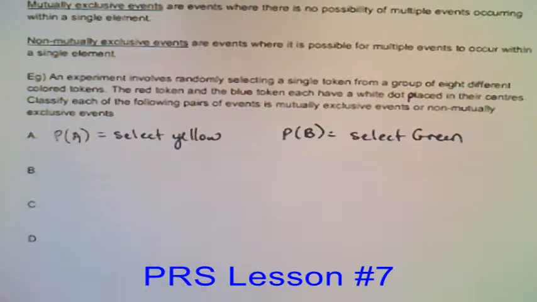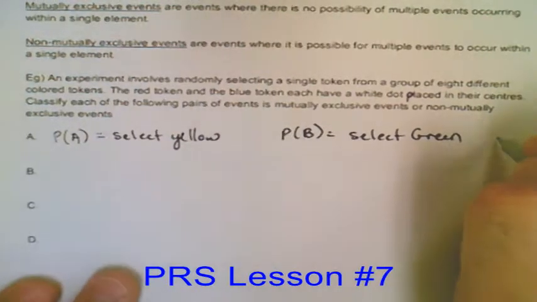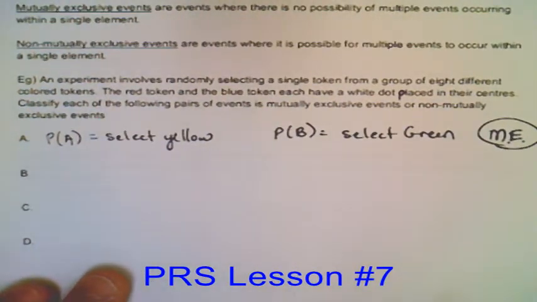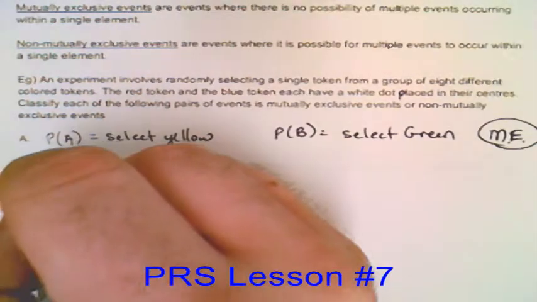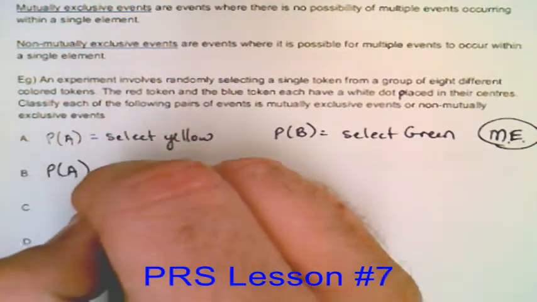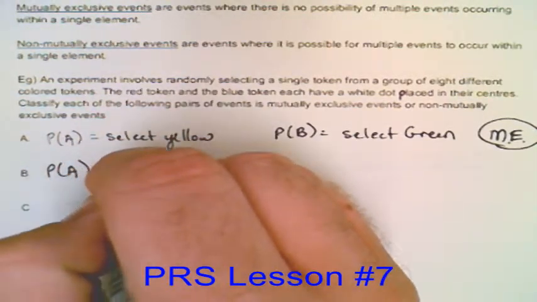So look at these. There's a yellow token, there's a green token. There's no token that's going to be both. Since there is no token that's going to be both, they are mutually exclusive. I'm just going to write ME for now. There is no way you can select a single token that's going to make both happy.